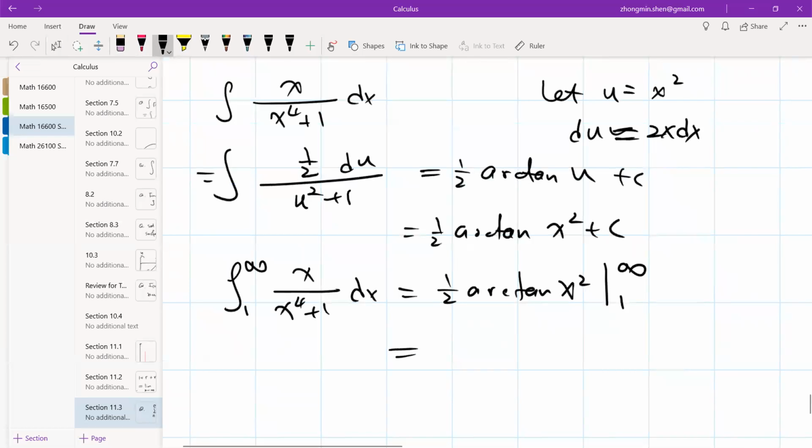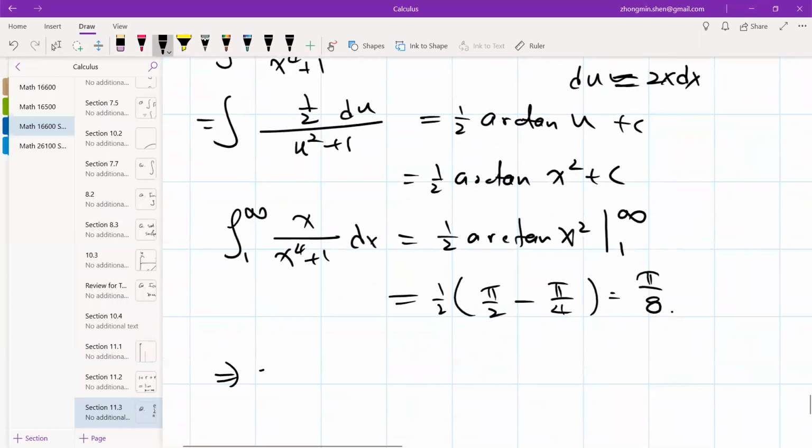So when you plug infinity in for x, you get arctangent infinity, which is pi over 2. Then arctangent 1 is pi over 4. So the answer will be pi over 8. Okay, so this is finite. Anyway, it's finite. So this implies the sum of 1 over n to the fourth power is finite.